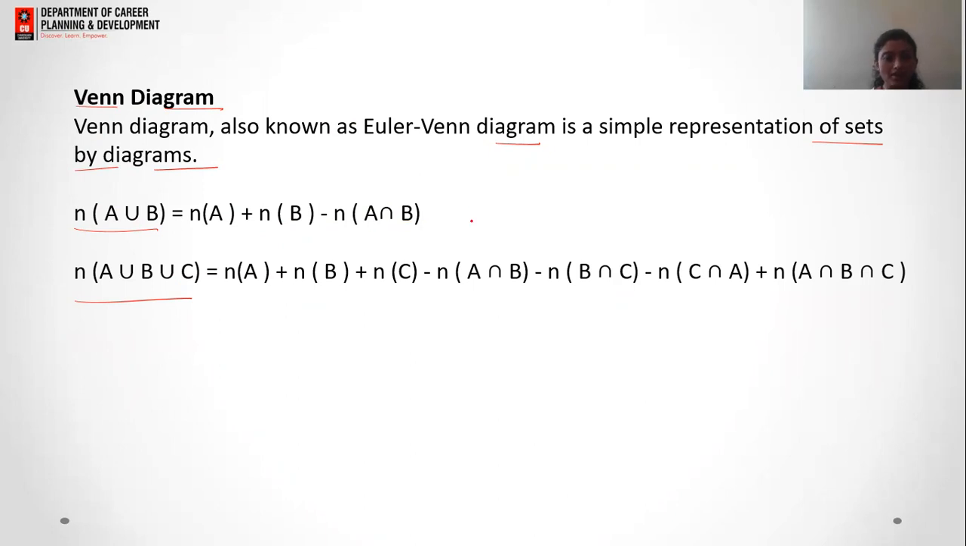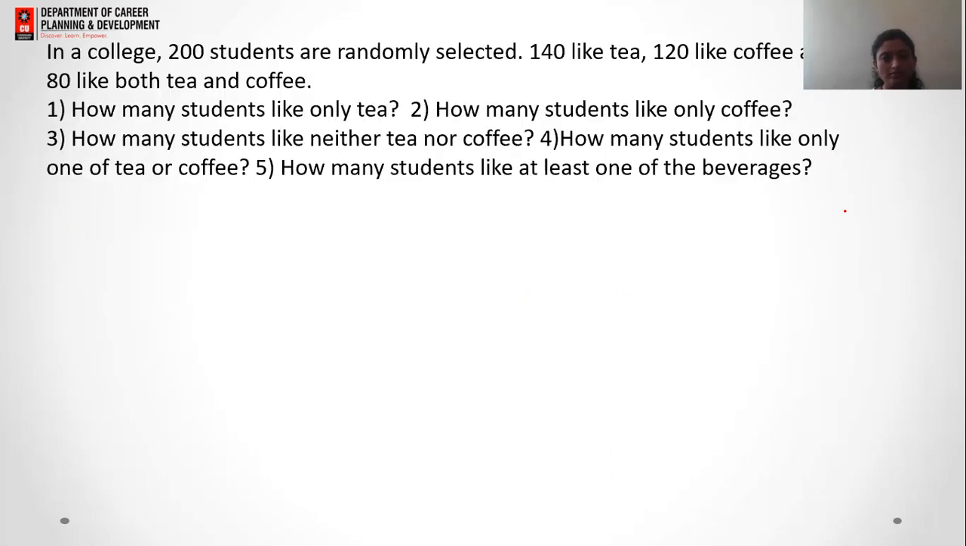minus the common elements of sets A and B, meaning A intersection B. But if 3 sets A, B, C are given to us, then the number of elements in the union of sets A, B and C is equal to n of A plus the number of elements in set B plus the number of elements in set C, minus the number of elements in both sets A and B, minus the common elements of B and C, minus the common elements of C and A, plus the common elements of all the 3 given sets. So let's take one example, then this will be clear to you.